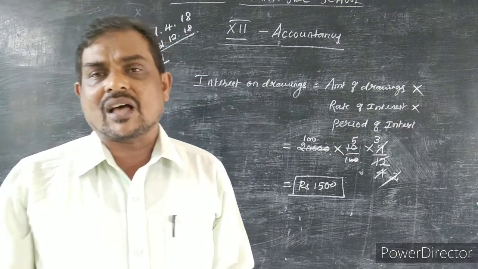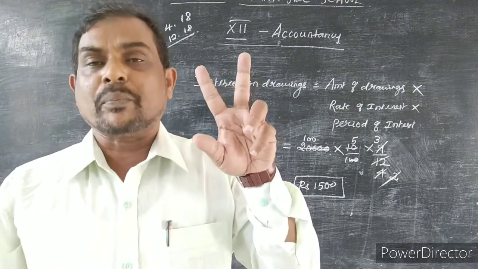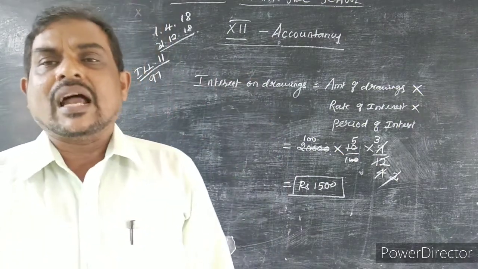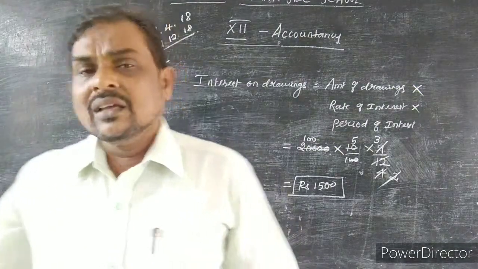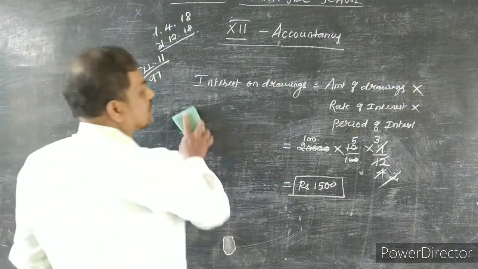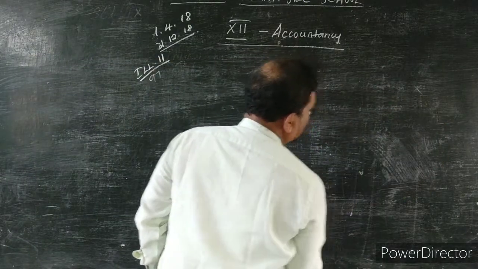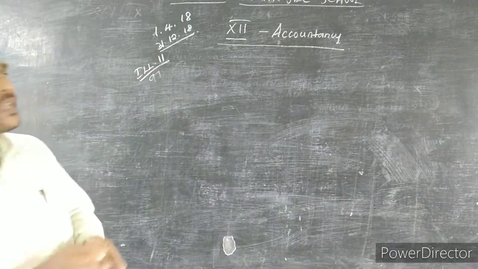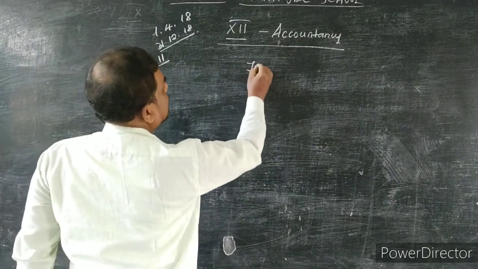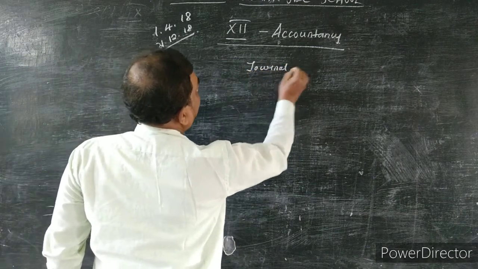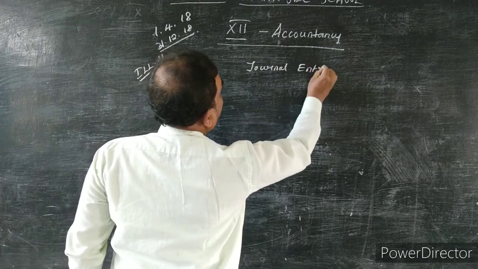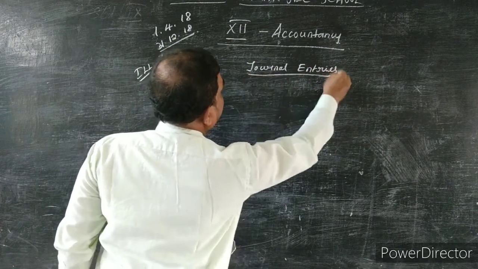But in the sum he has asked to only pass journal entries, means you have to pass two journal entries. One is adjusting entry and another one is what? Transfer entry. So this is the amount 1500. For this I have to pass the journal entry also. This is purely a 3 mark sum. So after calculating the amount, you have to put journal entries.